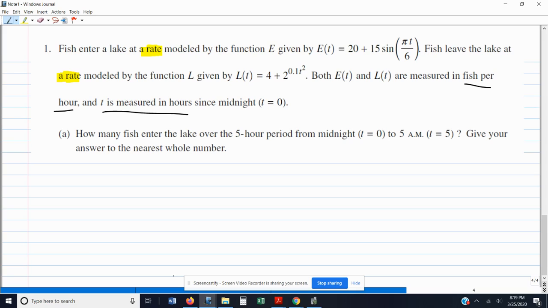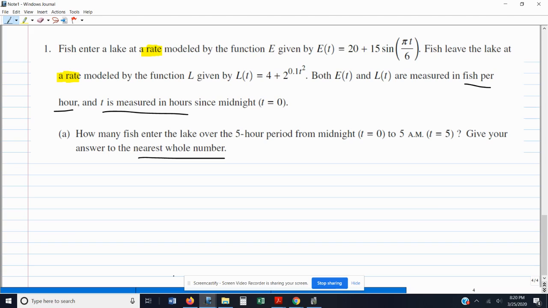Part A says how many fish enter the lake over the 5-hour period from midnight, t equals 0, to 5 a.m., t equals 5. Give your answer to the nearest whole number, not rounded to 3 decimal places as we usually do. If you want to pause the video right now and try to answer this question, go ahead.